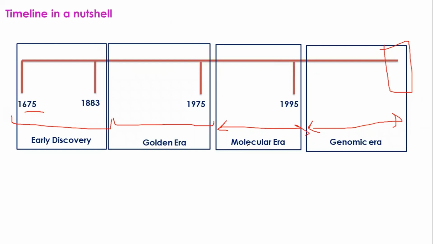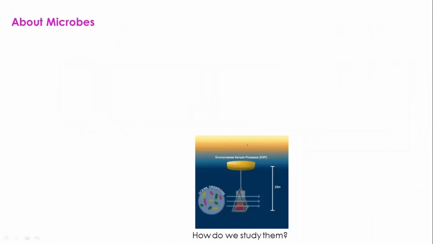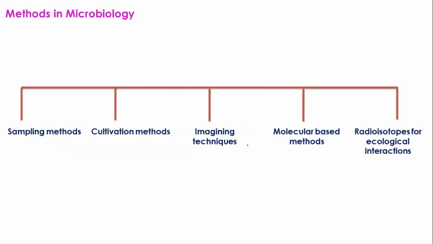So now that we have seen how marine microbiological work was initiated and where we are today, let us quickly start looking at how we study them. The whole methods in microbiology can be divided into 5 different parts. The first one, which is almost common to all the methods you go further with, is the sampling method.